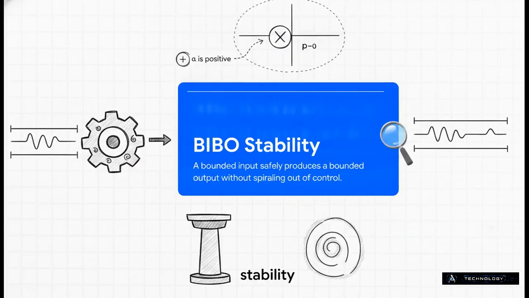So what does this pole actually do? It dictates stability. If tau is a positive number, then our pole is negative, meaning it sits safely over in the left half of the complex plane. And that guarantees what we call BIBO stability, bounded input, bounded output. In plain English, it means if you feed the system a bounded, limited input, it is guaranteed to safely produce a bounded output. It's not going to just spiral out of control on us.